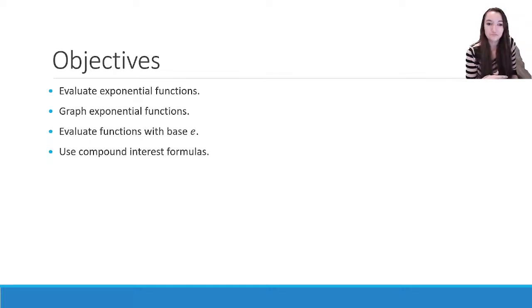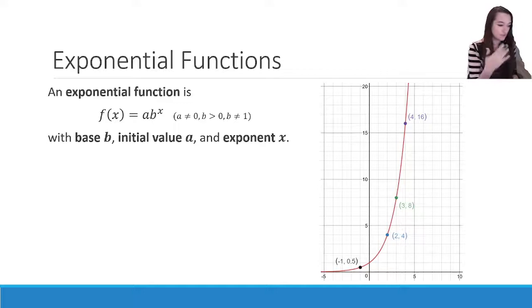Without further ado, essentially we want to look at first our definition of what is an exponential function. An exponential function is defined as f of x equal to a b to the x with a few stipulations. A cannot equal 0 because then we just have f of x equals 0 and that's not very helpful. B has to be greater than 0.